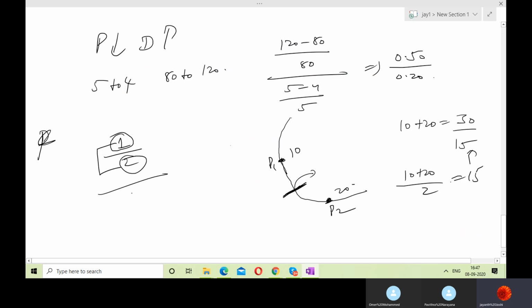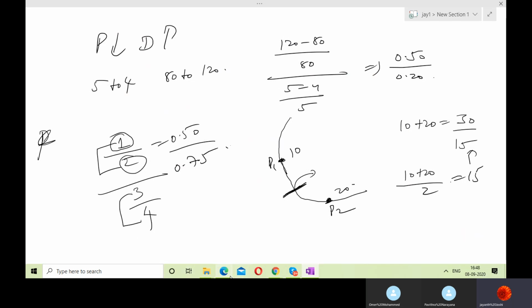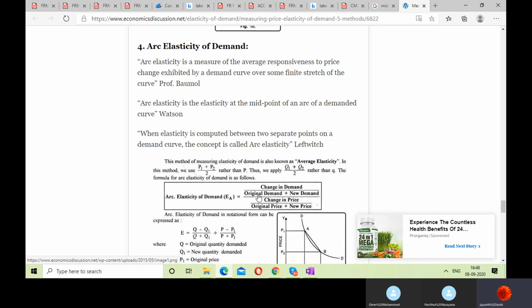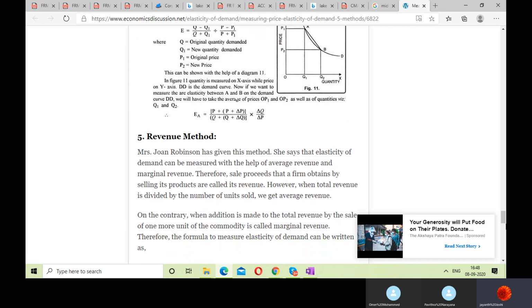And here, if I say 3 by 4, your change in quantity demanded is 3 out of 4 of the average. That means it is like 50%, 75%, like that. So you are seeing how much the change is relative to the average, and then you are finding the elasticity. Change in demand by the total, that is the average, change by the average. So P1 plus P2 by 2 and Q1 plus Q2 by 2. That's what it is.